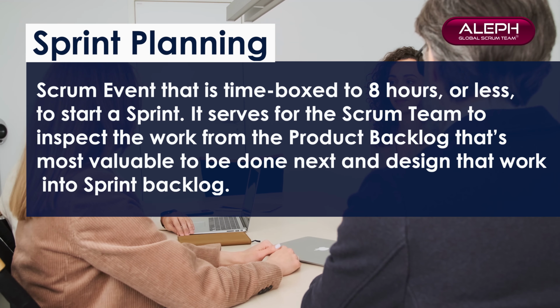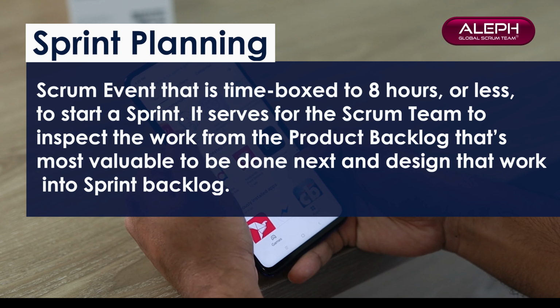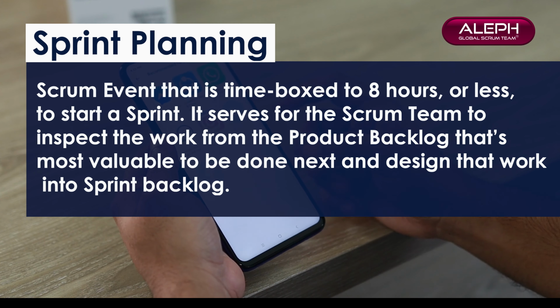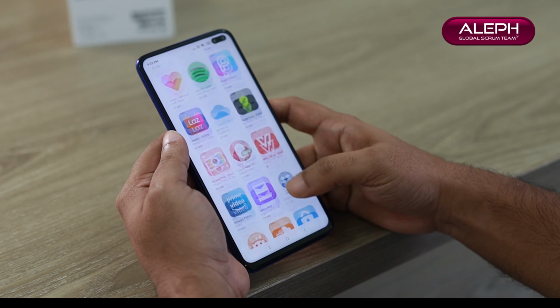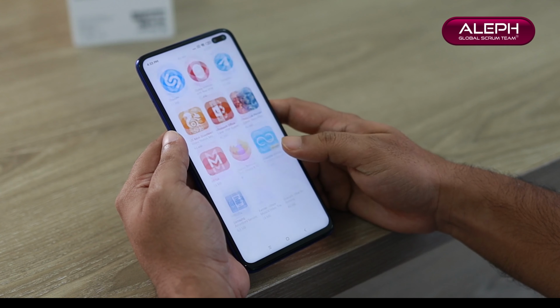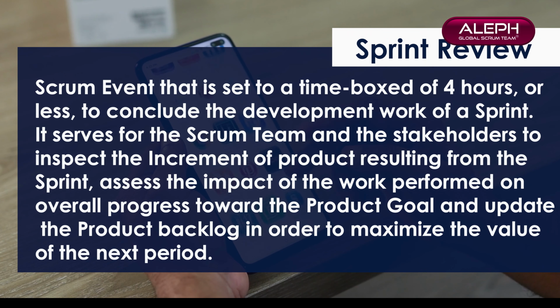Sprint Planning. This is a Scrum event that is time-boxed to 8 hours or less to start a sprint. It serves for the Scrum team to inspect the work from the product backlog that's most valuable to be done next and design that work into the sprint backlog. The team summarizes this work as a set of committed iteration goals.